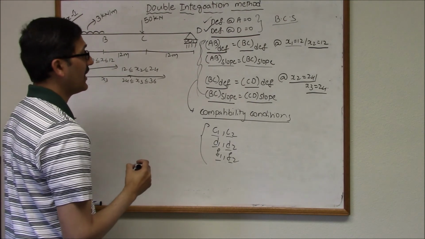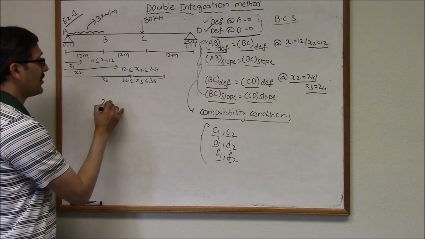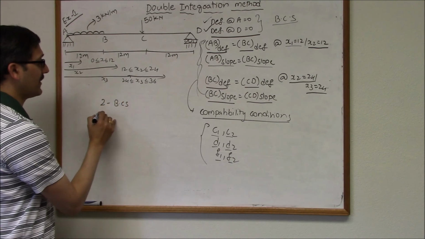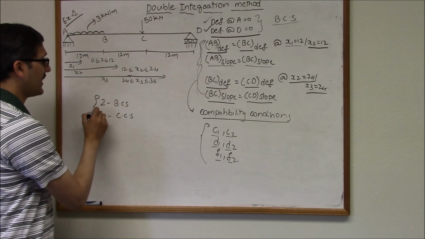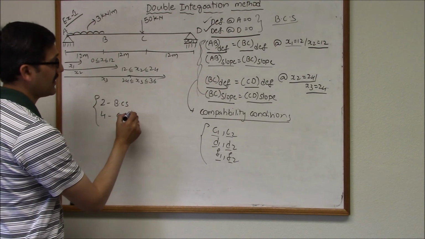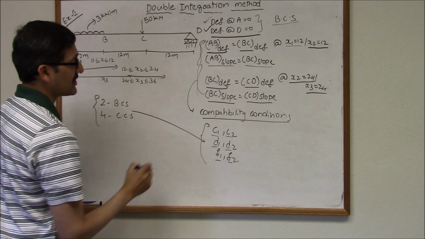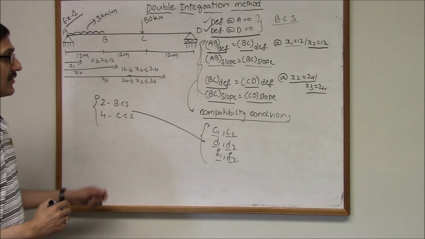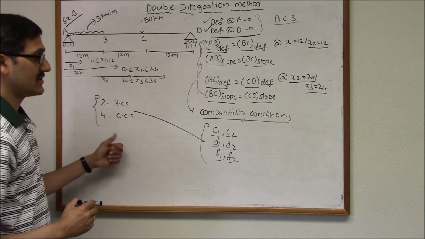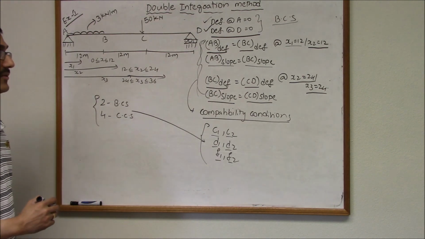So in total, we have 2 boundary conditions and 4 compatibility conditions. In total, we have 6 equations which we can use to find out these 6 unknown constants. You have to simultaneously solve these equations to get these 6 unknown constants.